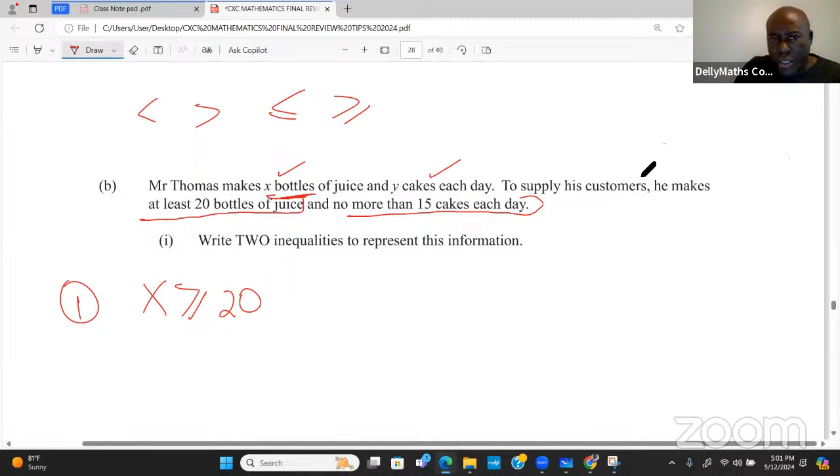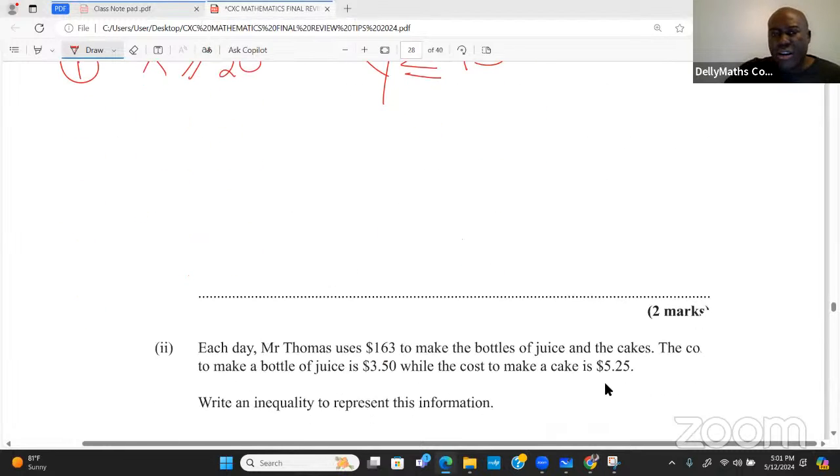Now, what about the cake? Y is for cake, and it says no more than. No more means you're less than or equal to it, so no more than 15. Think about it: you're either 15 or a number less than 15. That is how you want to make sure you're thinking, relax, and go through. You would have picked up 2 marks there, and we're good.